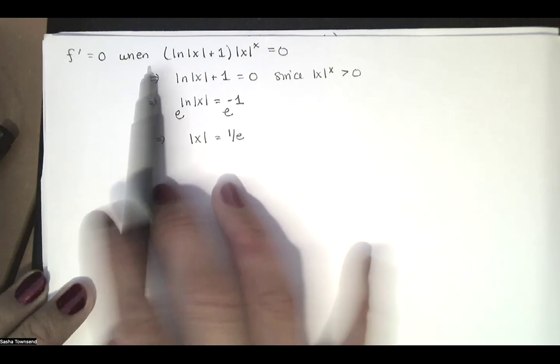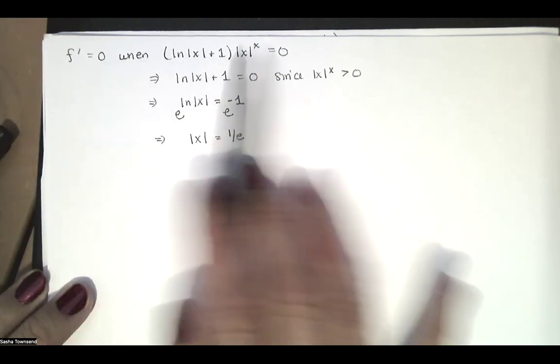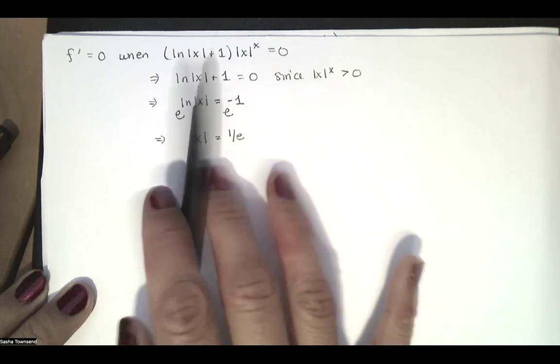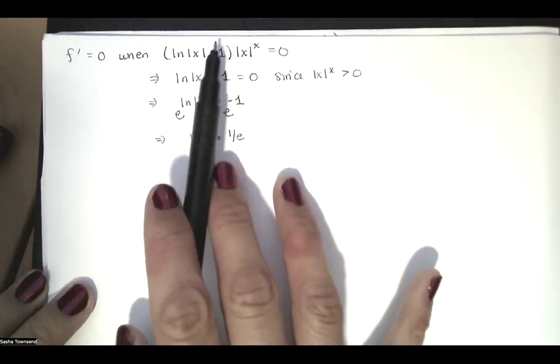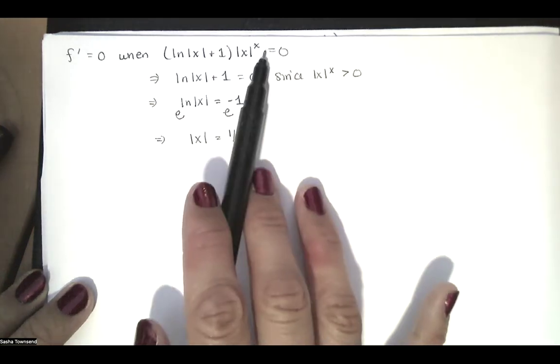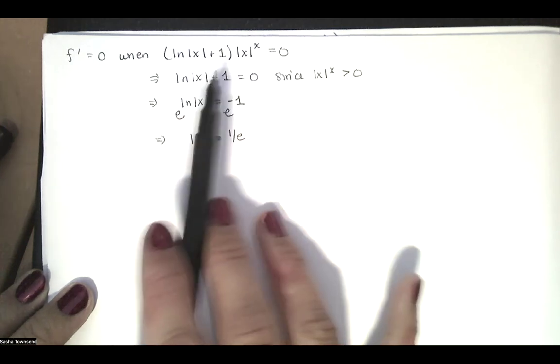So I said f prime is equal to this. And f prime is 0 when this expression is equal to 0. I've got this times this equals 0. So that means either the first factor is 0 or the second factor is 0. Now, in our case, the second factor is never 0. The second factor is always positive. So this expression has to be 0.